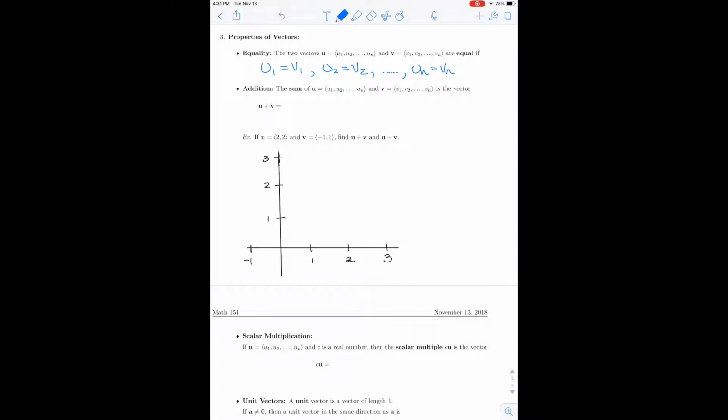Now, the simplest way to define an addition for 2 vectors is to sum the components in the same positions. So the sum of the two vectors, u and v, is the vector whose first component is u1 plus v1. The second component is u2 plus v2. And the last component is un plus vn.